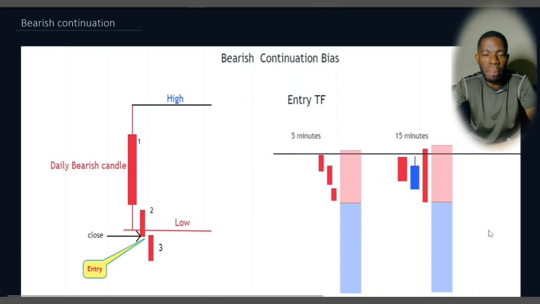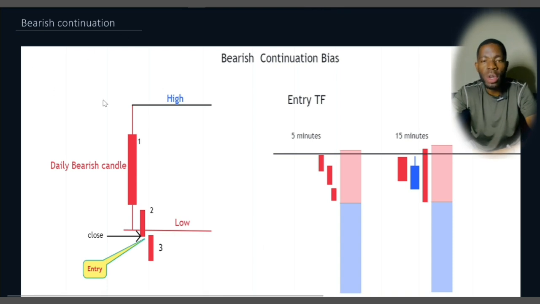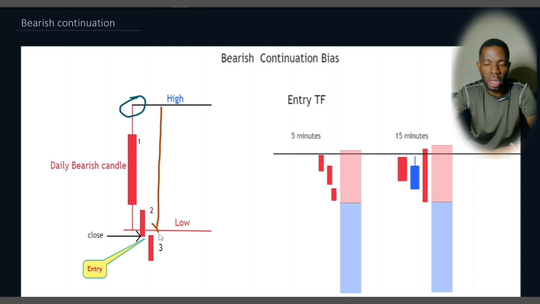So we are looking at a bearish continuation bias. It's just the opposite of the bullish continuation bias. Here we are looking at the highest price of the day. This was our highest price, and then the sellers drove that price all the way down to this low price of the day. This is the lowest price of the day before this candle closed here. This was the close of this candle, lower than it opened at the beginning of the day. So we are looking to sell in this formation.